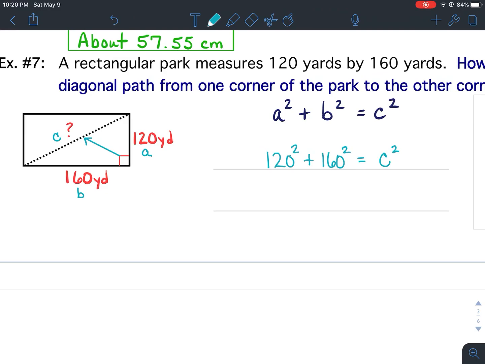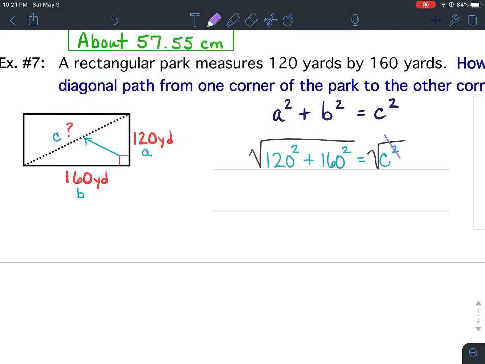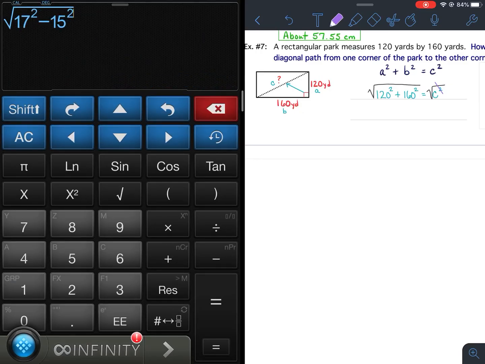Okay, now because the C squared is already by itself, that means I can go right to the square root, because the opposite of squaring something is the square root. And what you do to one side of the equation, you must do to the other side of the equation. So my square and square root will cancel out. I'm going to take the square root of 120 squared. We're finding the hypotenuse, so it's plus 160 squared. So the square root of 120 squared plus 160 squared equals 200.